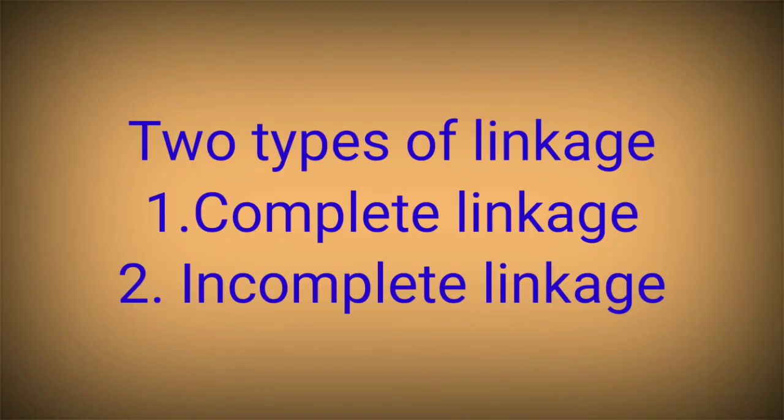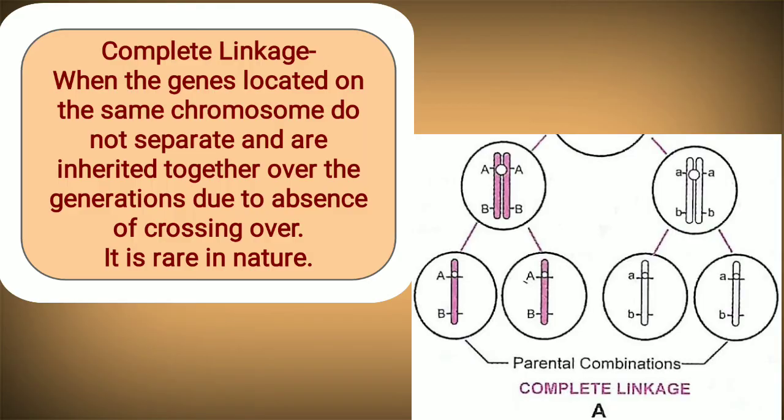Now let's discuss the types of linkage. There are two types of linkage, complete linkage and incomplete linkage. Now what is complete linkage? Complete linkage was again termed by Morgan in 1919, and it is when the linked genes located on the same chromosome do not separate and are inherited together over the generations due to the absence of crossing over. Then it is called complete linkage.